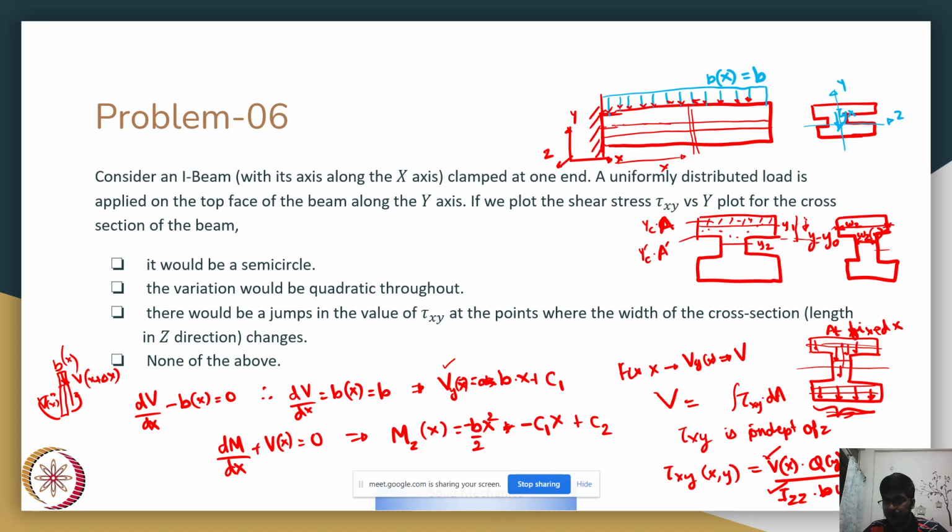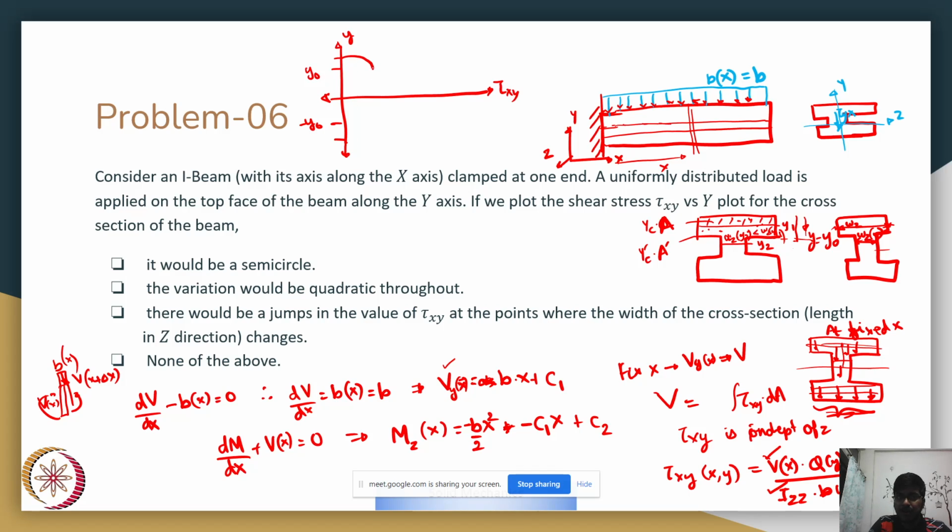Therefore your tau xy would quadratically increase with y as we go down, but then suddenly you have a jump and your width along y, wz of y2, is much less than wz of y1, in which case your tau xy would suddenly jump ahead, and therefore your overall plot should look something like this. This is y equal to y naught, which is the point where your cross section is changing, and these are the two end points.